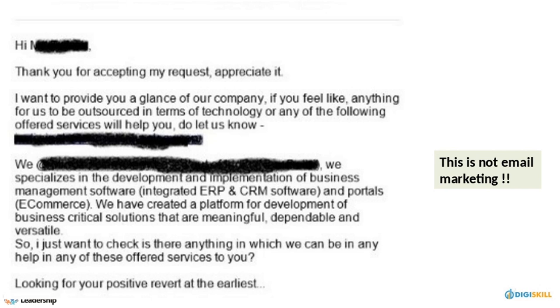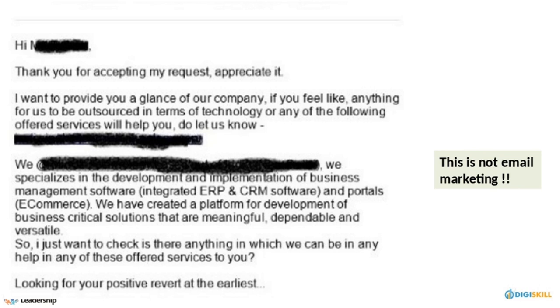And then if you look at the content of the mail, it actually came from a company which sells ERP and CRM software solutions for the mid-market segment. And they go on to say that we have created a platform for development of business critical solutions that are meaningful, dependable, and versatile. And then they say that they just want to check if there's anything they can be of help with in any of the services offered to you.